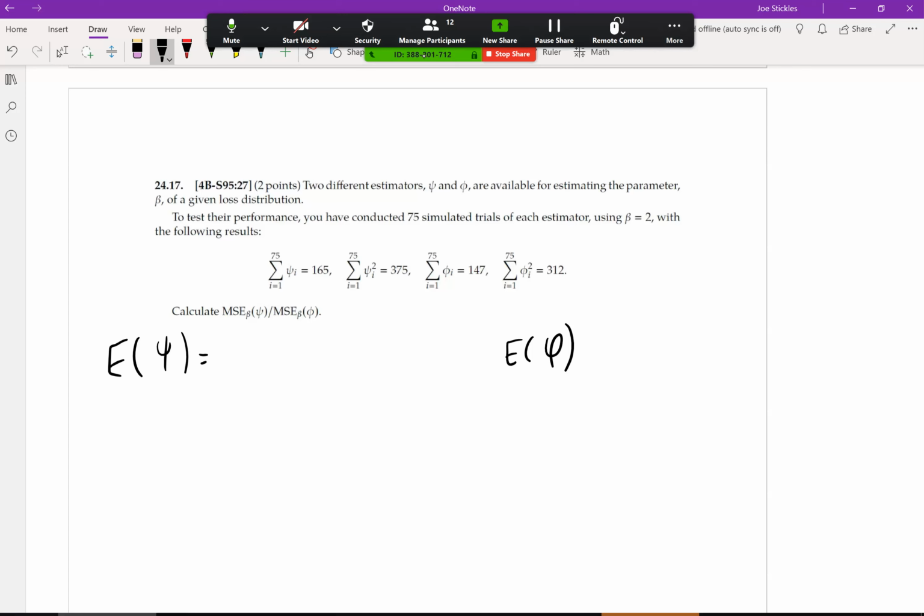When we do expected value, you would add them up and divide by how many there are. So the sum of all of the psi's is 165, and there are 75 total. I don't have a calculator, so let's see if I can get my phone here. 165 divided by 75 gives me 2.2 for that one. Let's do the same thing for phi. We would have 147 over 75. That gives me 1.96.